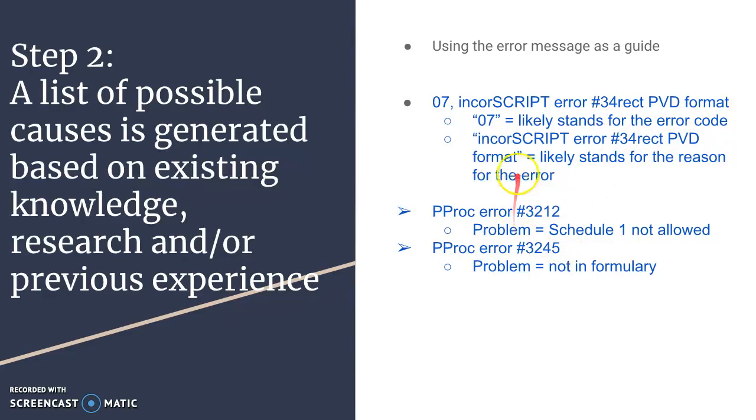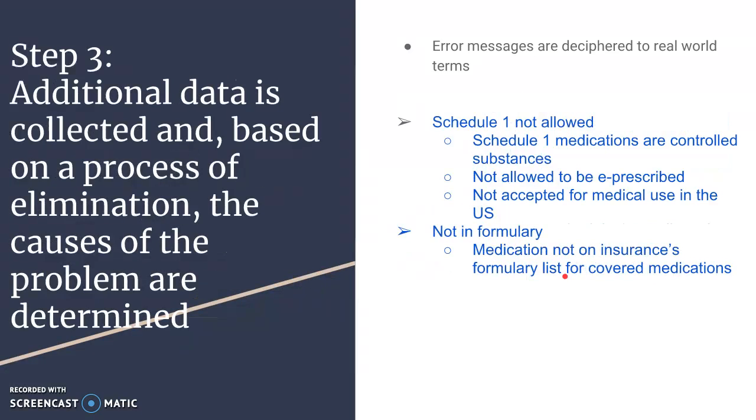So we can then correlate that the 07 in our script that we had seen prior stands for processing error 3212, meaning that the Schedule 1 was not allowed, and that the second error that we saw in here was a number 3245, meaning that the problem was that the medication was not in the formulary.